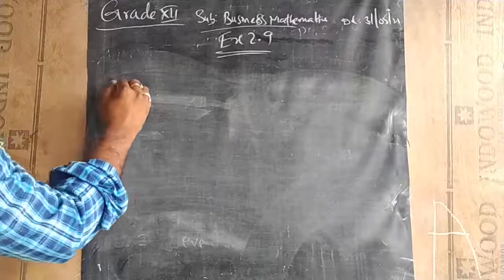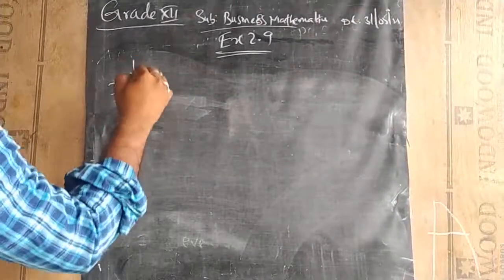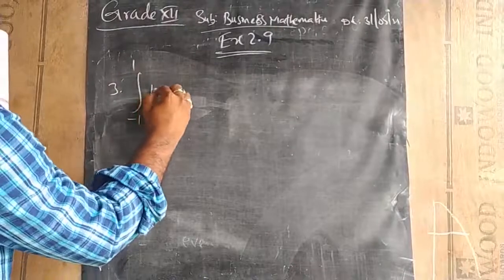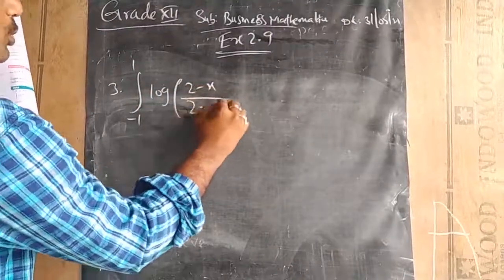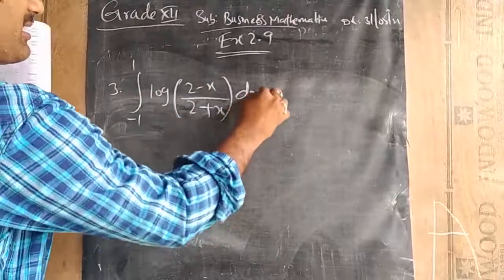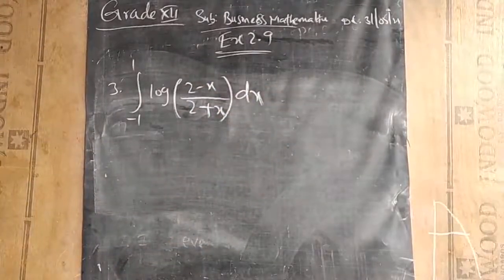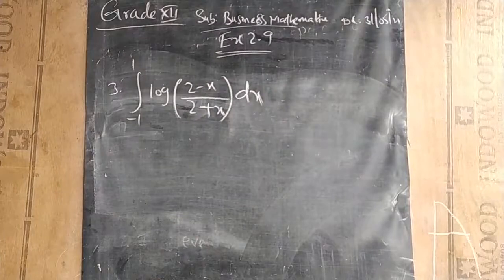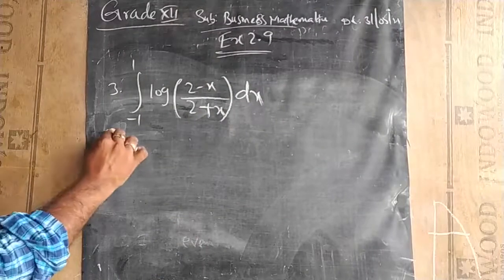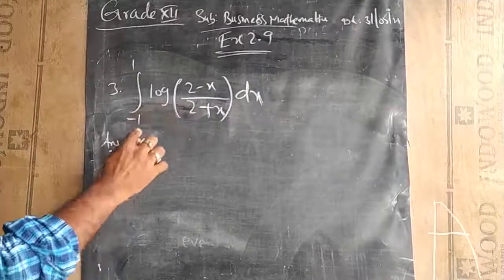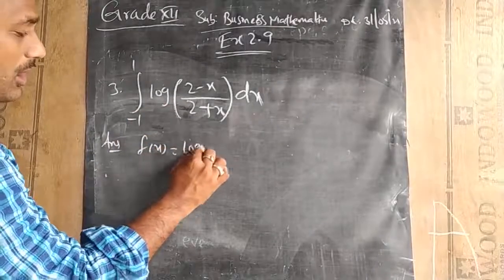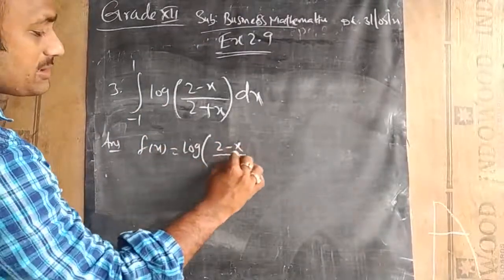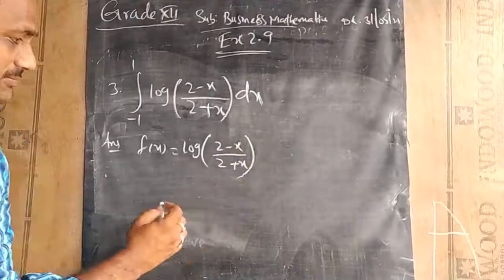So 2.3 question. Integral from -1 to 1 of log of (2 minus x) by (2 plus x) dx. This is the question. Answer. So f of x is equal to log of (2 minus x) by (2 plus x).